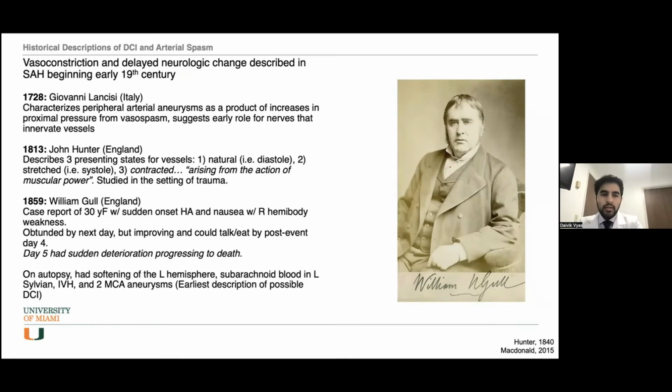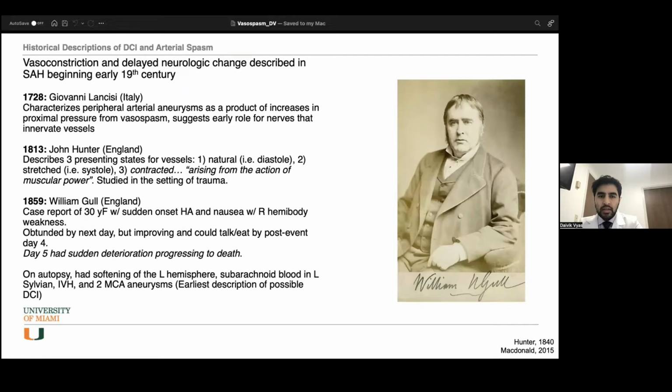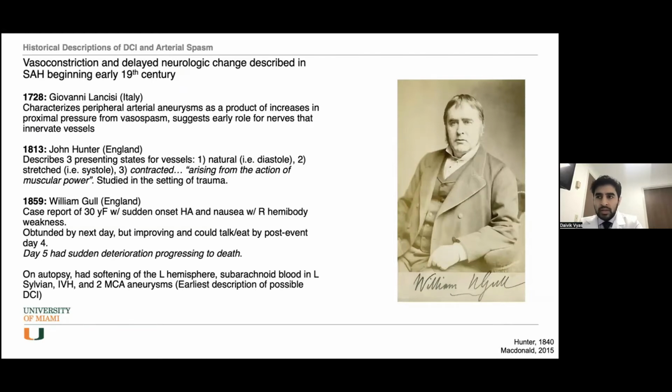Now, in 1813, John Hunter is evaluating the idea of vasospasm in the setting of trauma and providing descriptions of what vasculature looks like from an anatomic basis, and describes three possible states for a blood vessel to exist in. One is the natural state or a resting state, which is congruent to diastole. Second is the stretch state, so systole. And then finally, third, he describes a contracted state that comes from the inherent muscular power of the blood vessel itself, and that's in the setting of mechanical trauma.